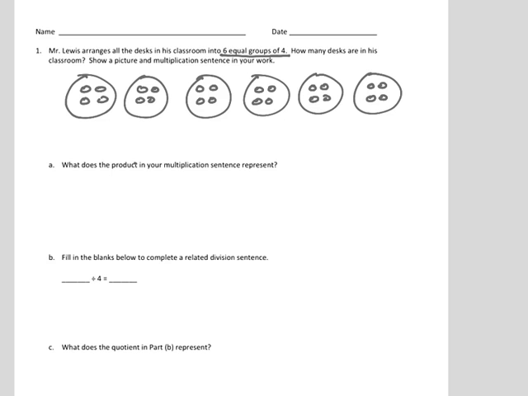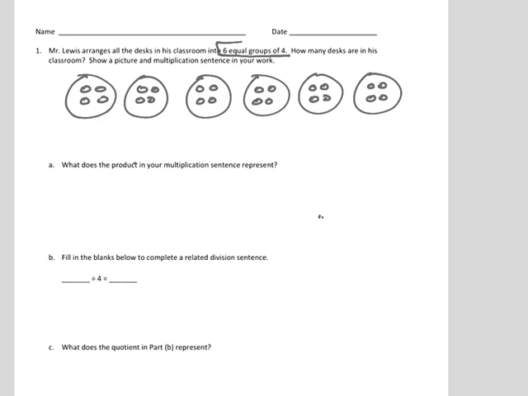If you see here, in all the groups, in each group, there are four tiny circles, right? So the size of the group is 4 and there are 6 groups. So that is why we call it 6 equal groups of 4.